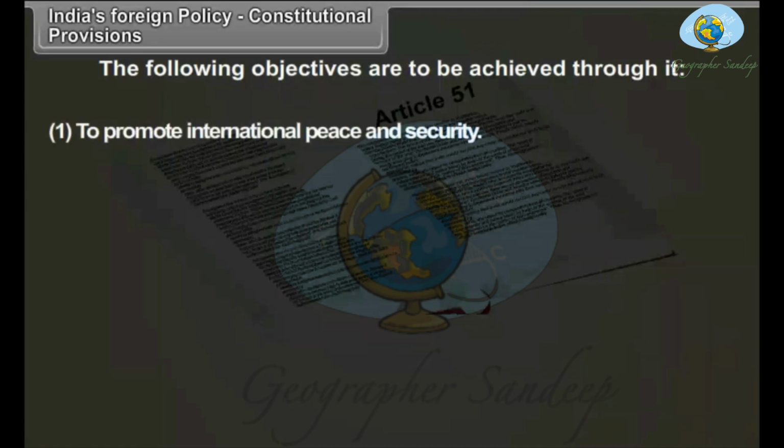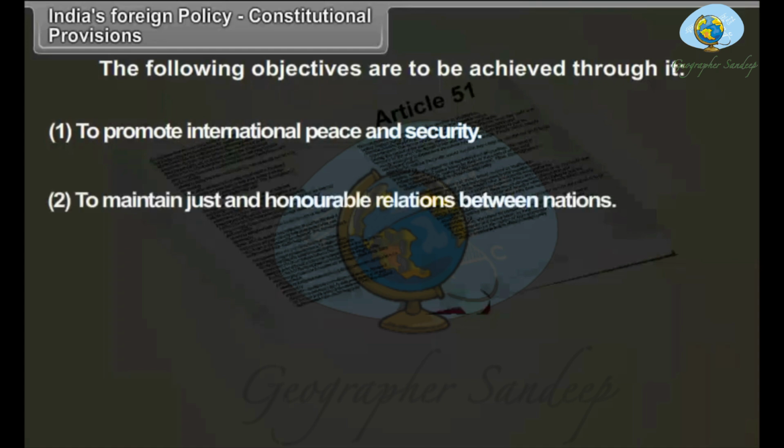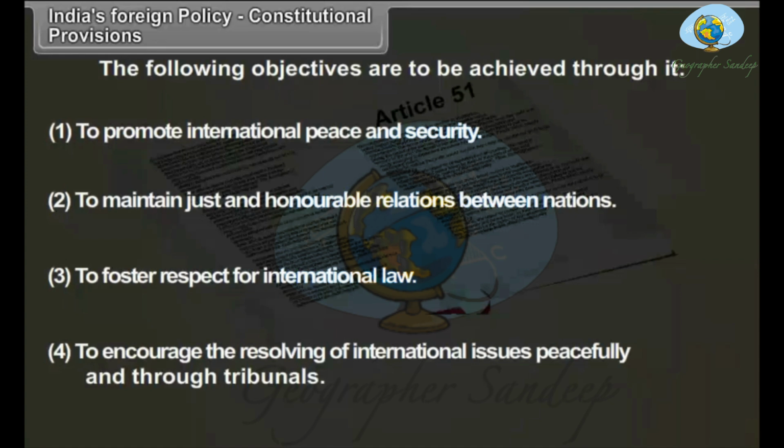1. To promote international peace and security. 2. To maintain just and honorable relations between nations. 3. To foster respect for international law. 4. To encourage the resolving of international issues peacefully and through tribunals.